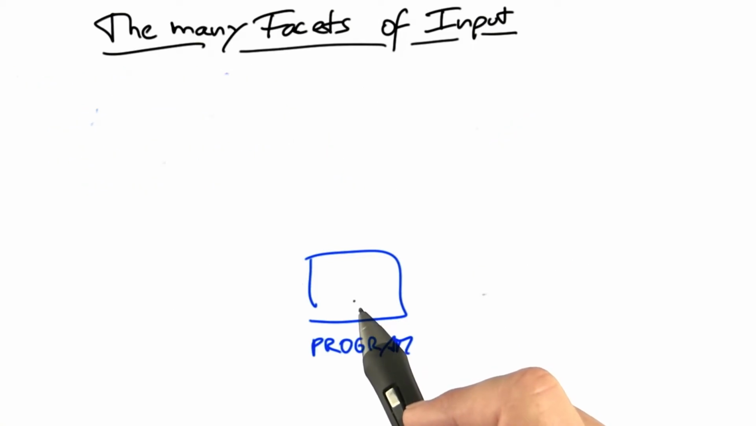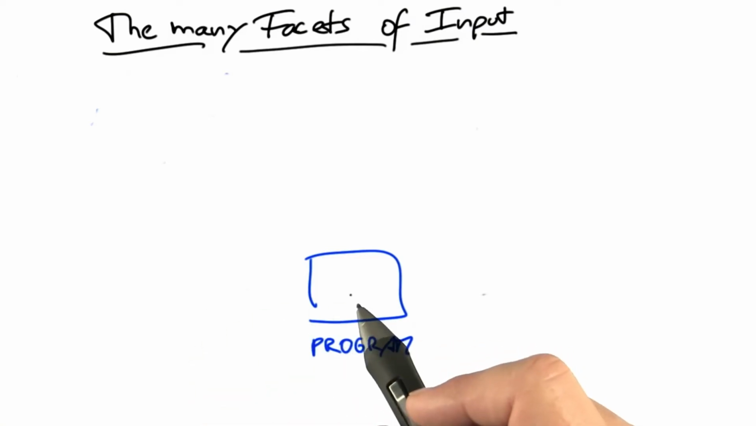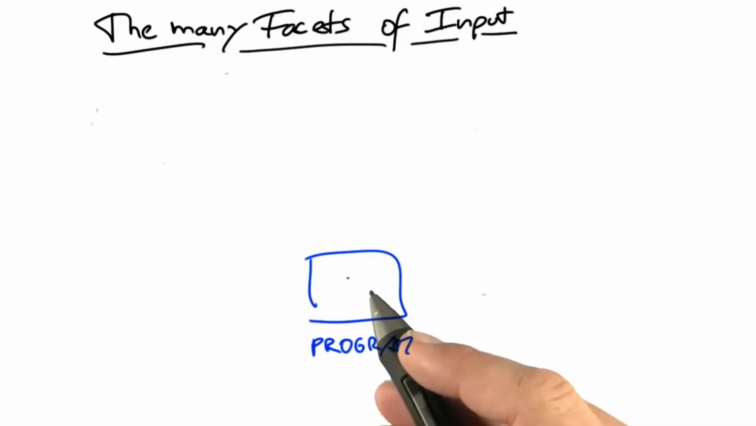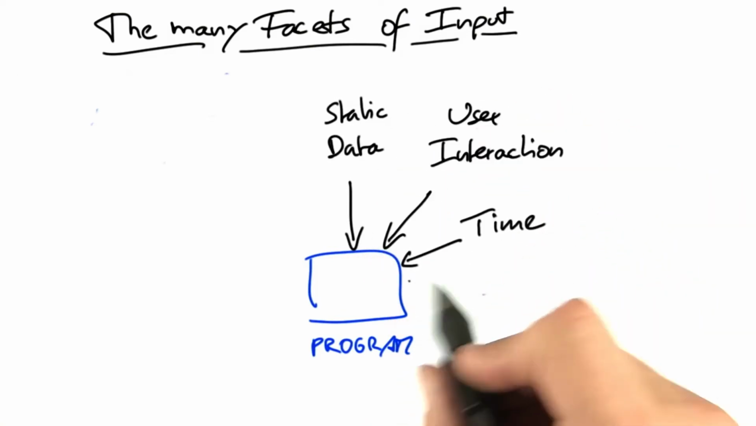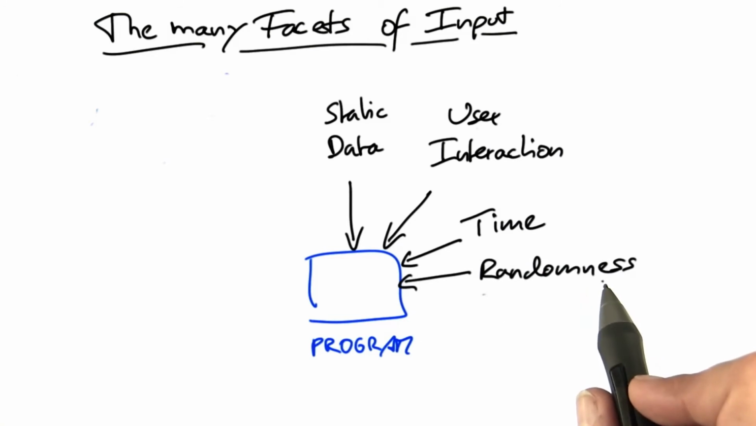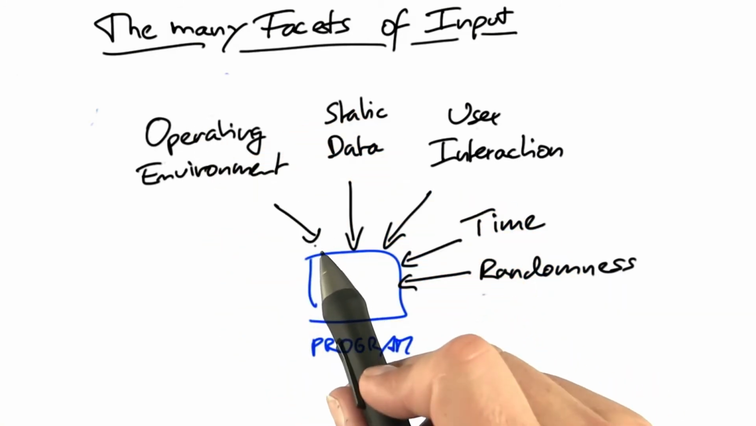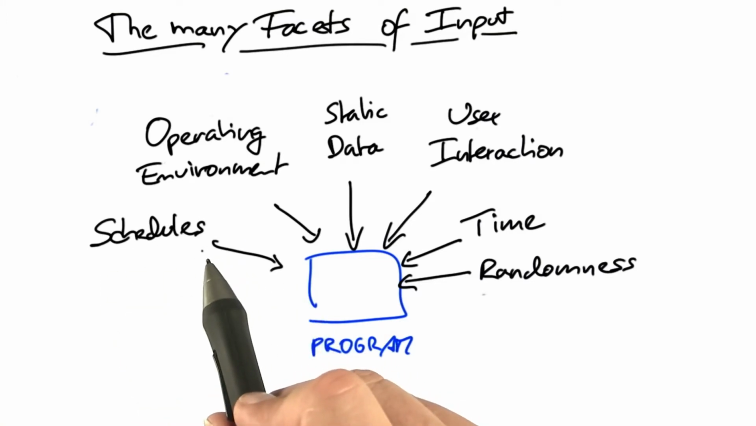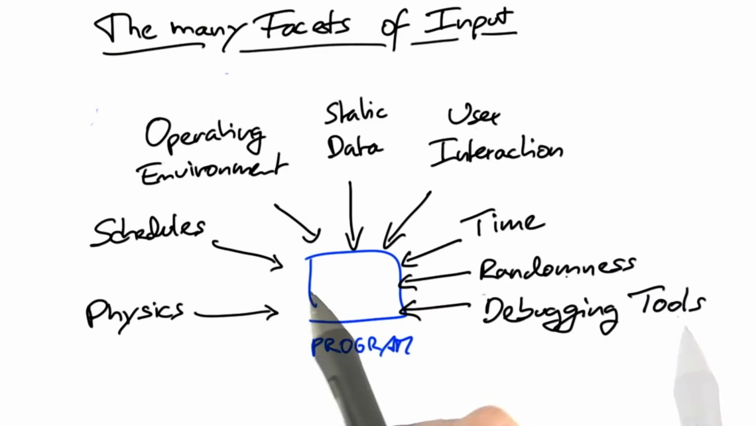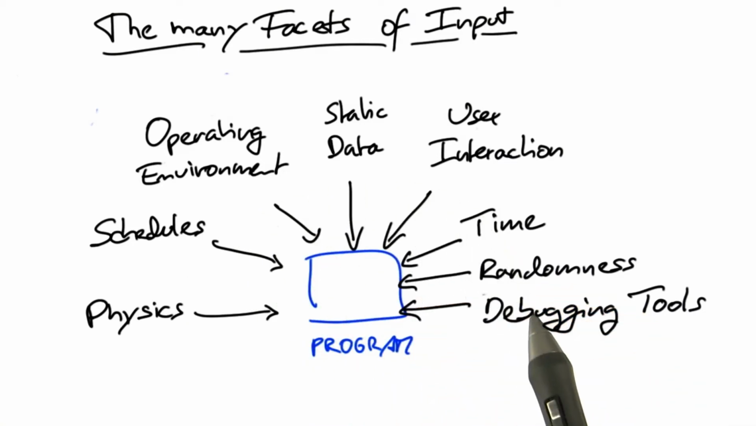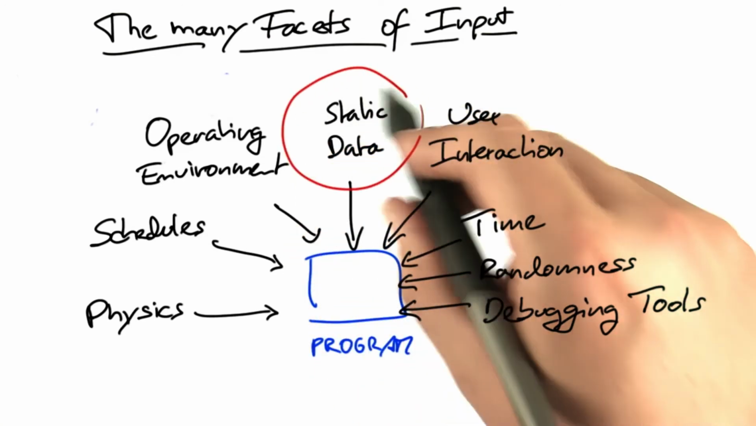Indeed, in practice, the concept of what makes input to a program is very variable. We distinguish a number of typical inputs, each coming up with its own issues. We do have static data, user interaction, time of day, or generally time, randomness, that is, randomness on purpose. We have the operating environment. We have schedules, in particular for parallel programs. We have physical influences, and we do have debugging tools. All of these constitute input to the program, and each of these brings up its own issues as it comes to reproducing failures. Let's start with regular static data.